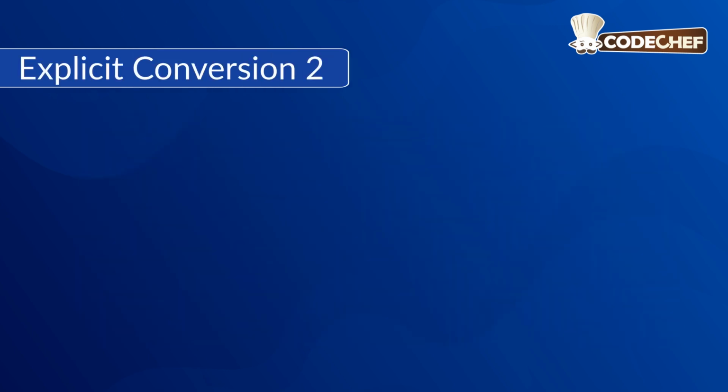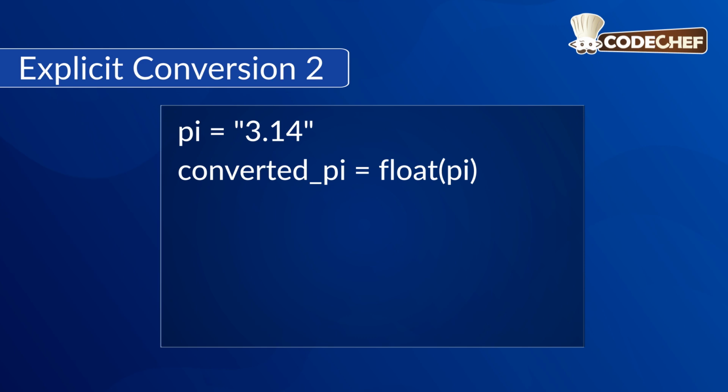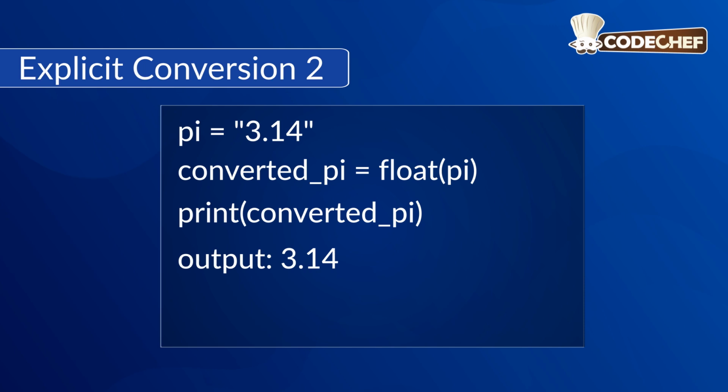Let's flip it around. We're converting a string "3.14" into a float using float(). Now we can use it in math operations. Another clean example of explicit type conversion.